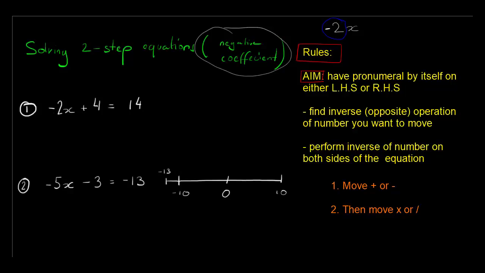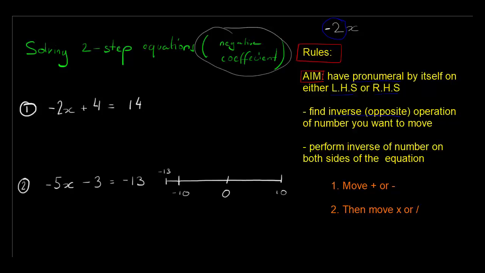So for example, minus 2x, what that means is minus 2 times x, right? So I'll show you how to work with those kind of questions that have a negative coefficient. Alright, but the rules are still the same, right? So the aim of this whole thing is to have the letter be by itself on either the left hand or the right hand side. Still the same. How do we do it? We still try to find the opposite, the inverse of whatever we're trying to move.